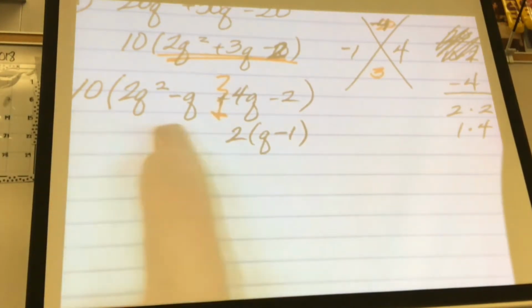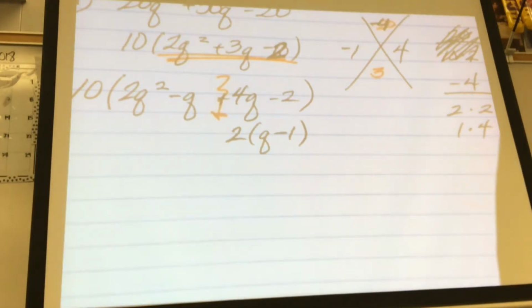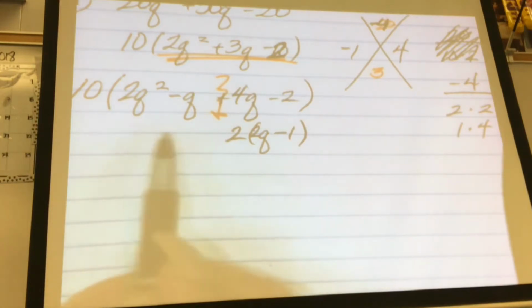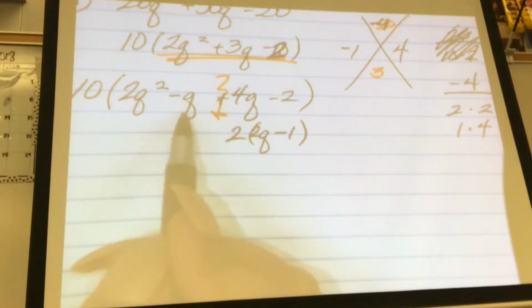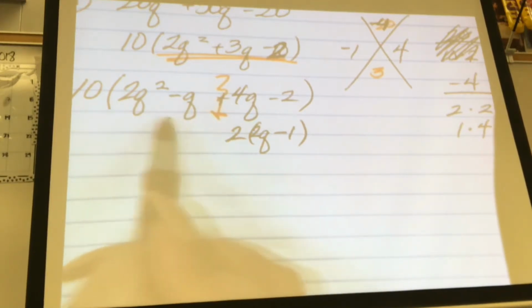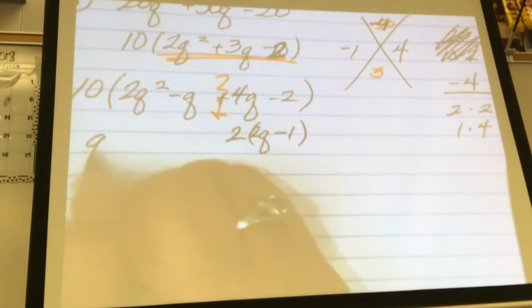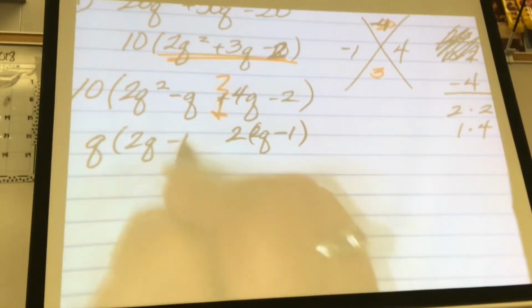Okay. Kathleen, what can I take out of the left-hand side, though? But there's no 2 here. Oh, you can't. So what do they have in common? Not a 2. What else do they have in common? Just a Q. So take out a Q, and you're left with 2Q minus 1.